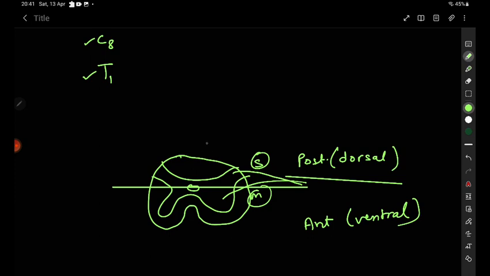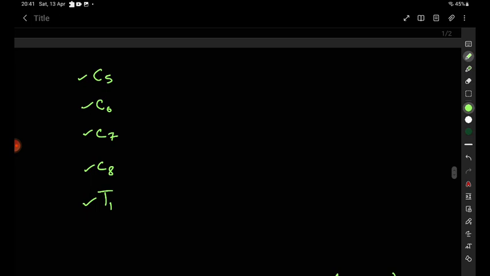And suppose this is arising at the level of C5 vertebrae, so this C5 motor nerve plus this C5 sensory nerve will combine to form the C5 spinal root. So this is known as the spinal root. So similarly, the spinal roots are coming out from C5, C6, C7, C8 and T1.